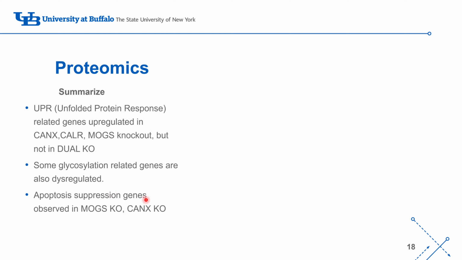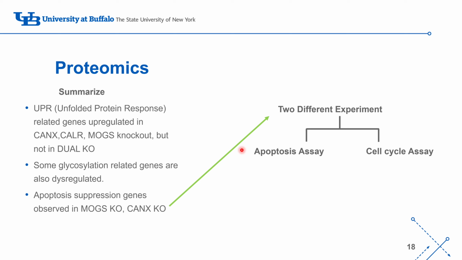Although we had already planned to do this apoptosis assay before we got the proteomics result, the proteomics results also suggested some observations that we expected to see in this assay, as we have seen apoptosis suppression proteins in the MOX and calnexin knockouts. So we decided to do two studies as per our initial plan. The first one is the apoptosis assay and the next one is the cell cycle assay.